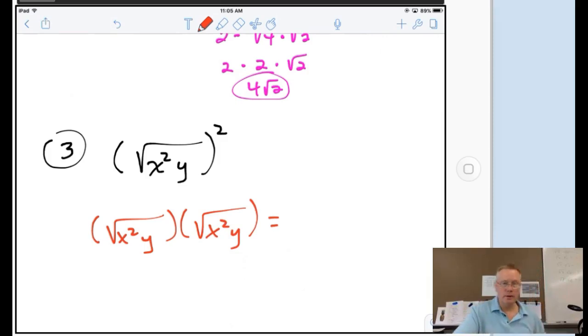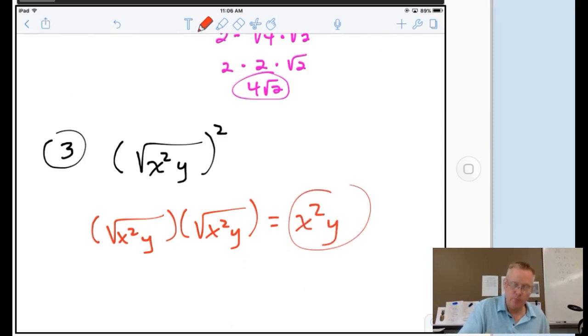And look at that, right away I came across a problem where it's the square root of banana times the square root of banana, which is banana. So what you're left with, in other words, is whatever's under the radical. X squared y, boom, you're done. And just like that, I'm moving on to the next one.